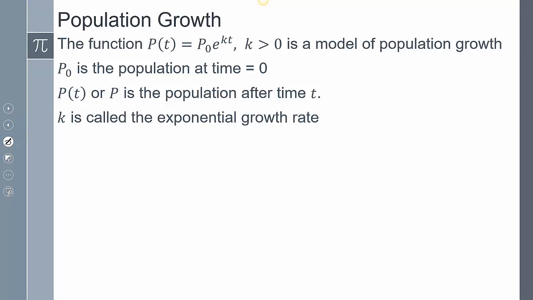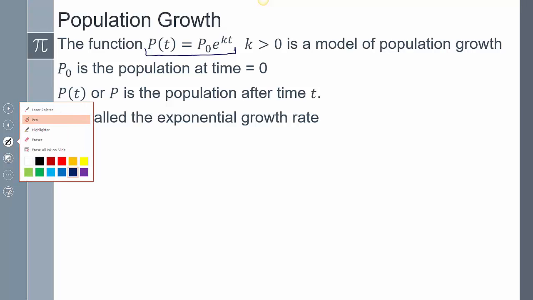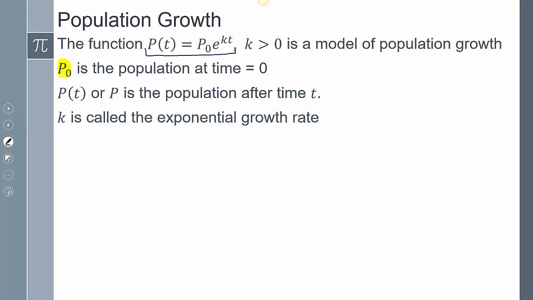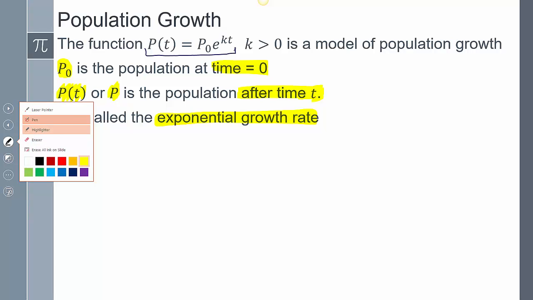Now, the way that we model population growth is going to be with this function here, where k is greater than 0. Now, to label what these elements mean, P sub 0 is going to be the population at time 0. Your P of t, or just your population P, is going to be the population after time t. And then k is going to be our exponential growth rate. So now we're going to apply these concepts.